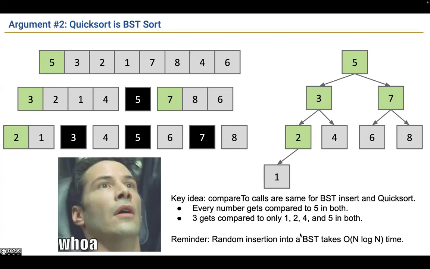OK, that's the key idea. So everyone got compared to 5. Everyone less than 5 got compared to 3, which is exactly what we see here. Everyone greater than 5 got compared to 7, which is what we see here.